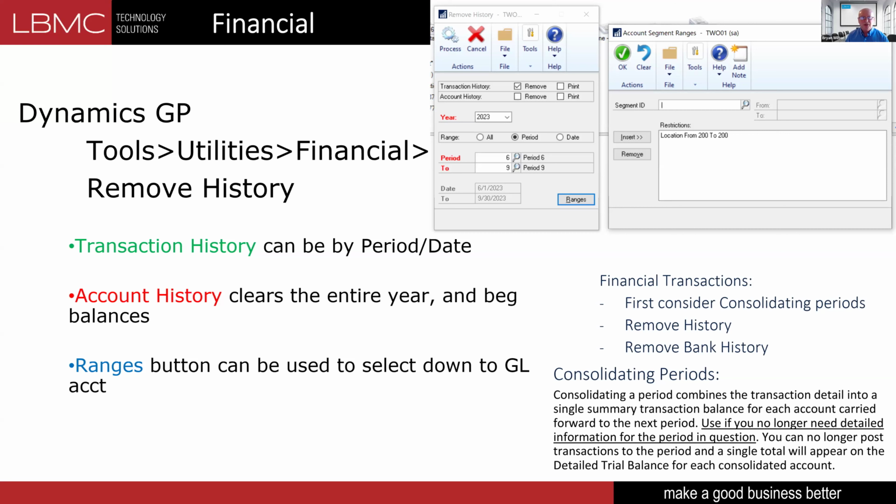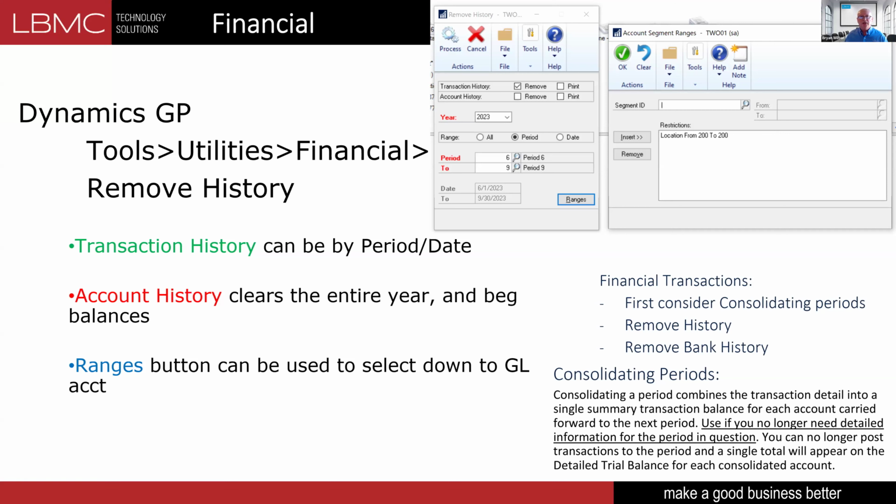You know, is it 5 years? Is it 10? Is it 4? And so here we can take out everything that was attached to location 200, because I closed that store 5 years ago and I don't need those things anymore. So the bottom right part of the slide talks about considering consolidating periods. And that's the textbook suggestion. I don't like it myself.